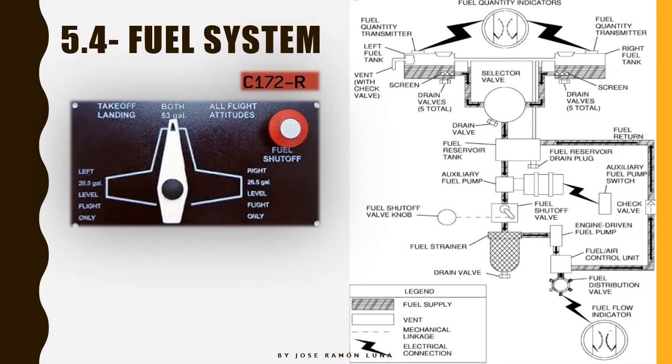This is the Cessna 172 Romeo. As you can see, the system seems a little bit more difficult to understand, but don't worry, we're just gonna break it down in pieces. The first part right here, we can see it highlighted in green. It's the tanks section, right?